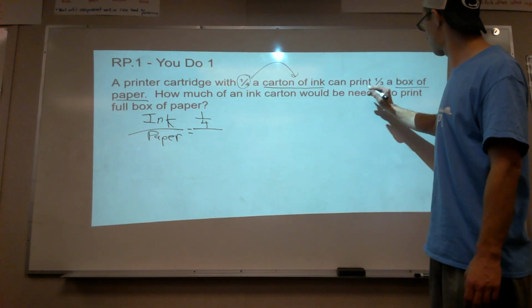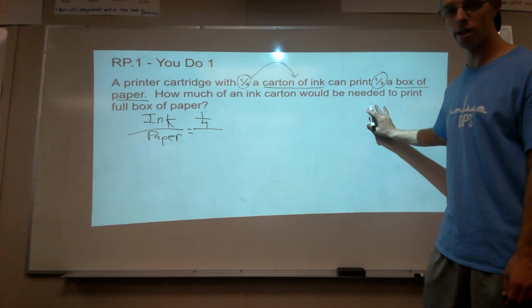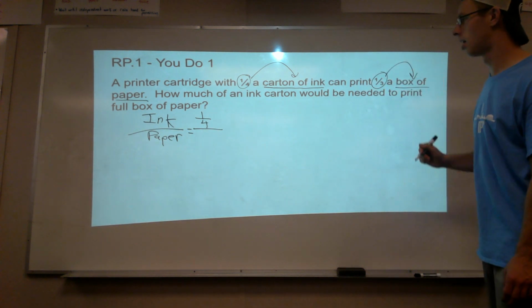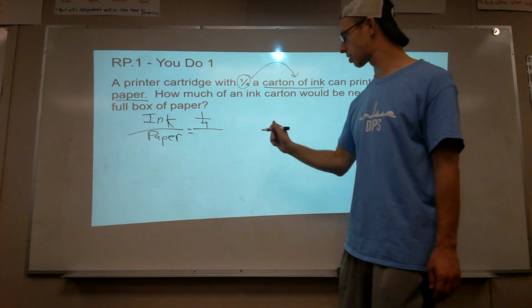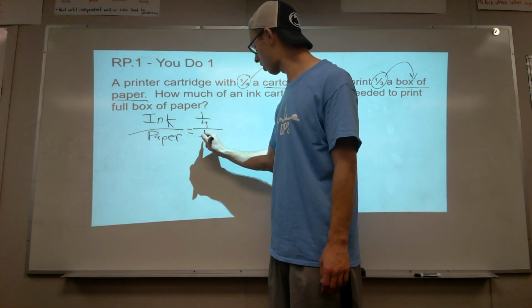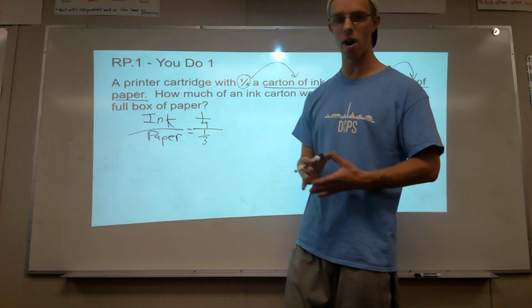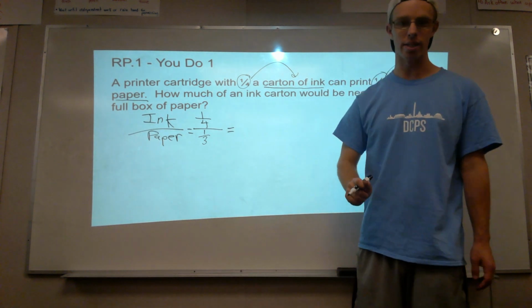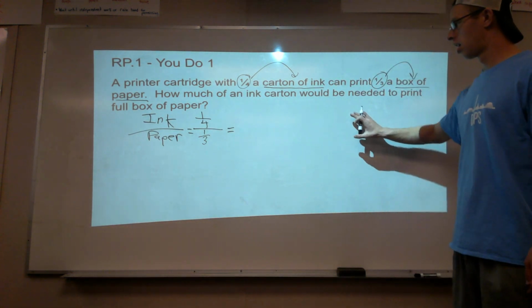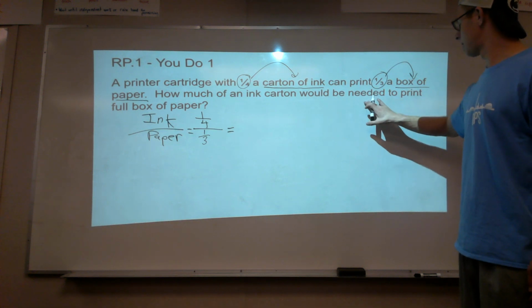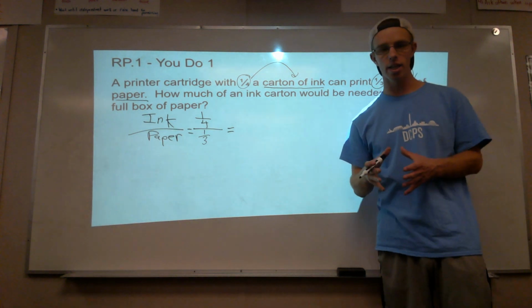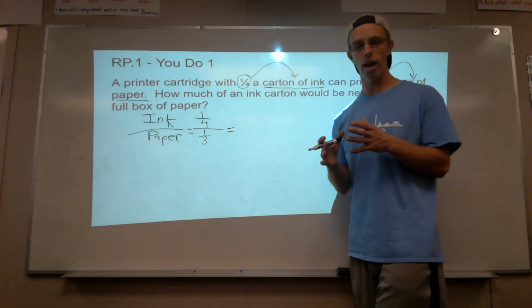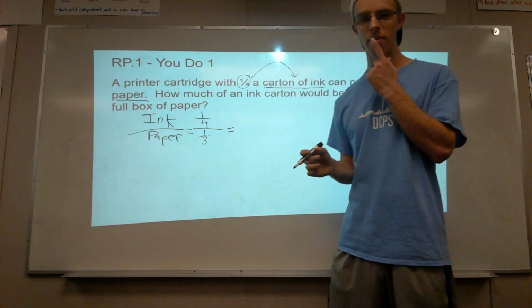Now I'm going to keep reading. Can print 1/3, there's another number, box of paper. And I'm going to write 1/3 on the bottom because paper's on the bottom and 1/3 goes with paper. Now I'm going to set up my second fraction. How much of an ink carton would be needed to print a full box of paper? I don't see another number here.